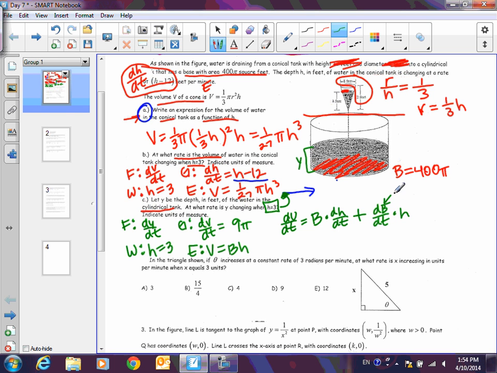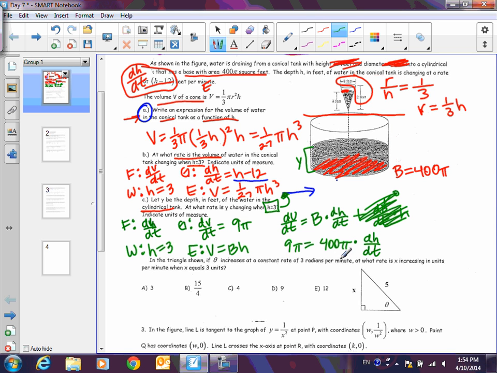That's 0 right there. Okay, so this whole thing ends up canceling out. And dV over dt is 9 pi, V is 400 pi, and dH over dt, we change this back to H, that's what we're looking for.